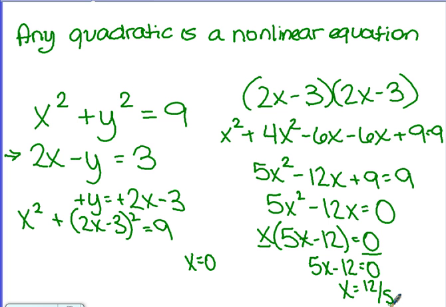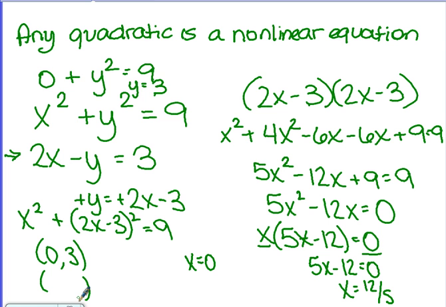Notice that you have two solutions for x, which means that you're also going to have two solutions for y. So when you're substituting back in to find an answer, you're going to have to substitute twice. If I substitute 0 in for x, I have 0 squared plus y squared equals 9, which means that y equals 3. So when x is 0, y is equal to 3. That's one solution. And when I substitute 12 fifths into my equation, I figure out that y is equal to 9/5. You can substitute back into either equation; it doesn't matter, just choose the one that's easier for you. Anytime you solve a nonlinear system, you're going to get two solutions.